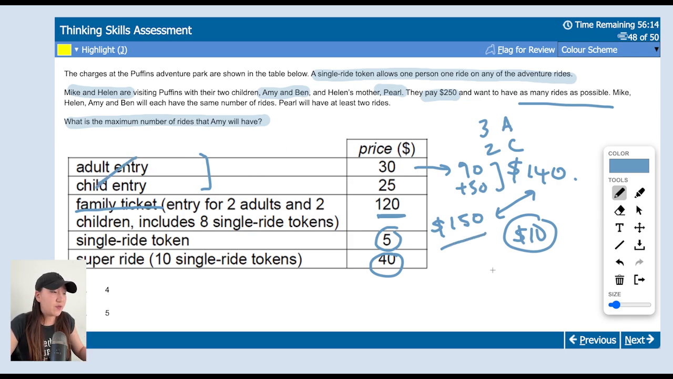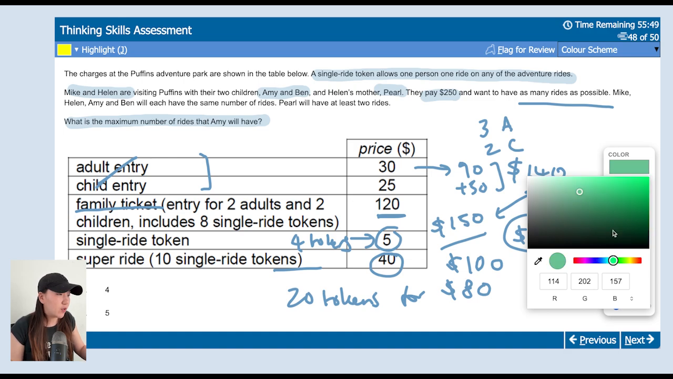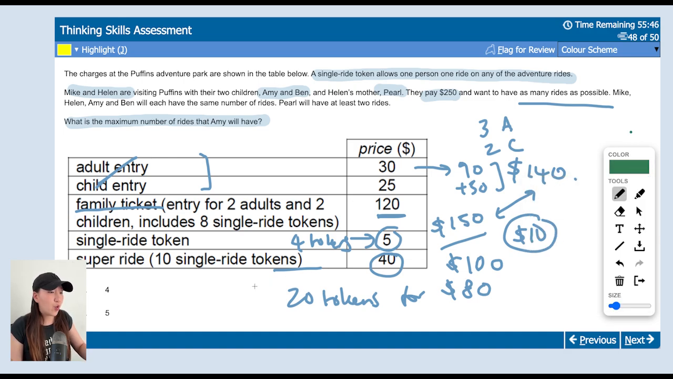So we've spent $150 so far. We now have $100 remaining for ride tickets. That means we can afford 2 of these, so $80 worth, and then so 20 tokens for $80, and then that leaves us $20 of the single ride token, so we can do 4 more tokens, right? So that takes us to $250. This is just a lot of, you just got to work through what you have to do.